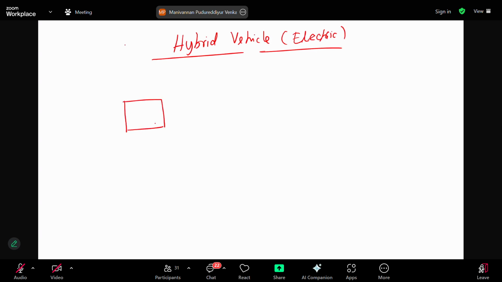So we know that when we talk about the hybrid vehicle, specifically electric hybrid, the component layout we already saw. Definitely there will be an IC engine, and it may be connected to a generator or motor.